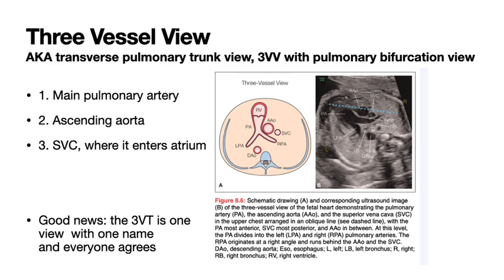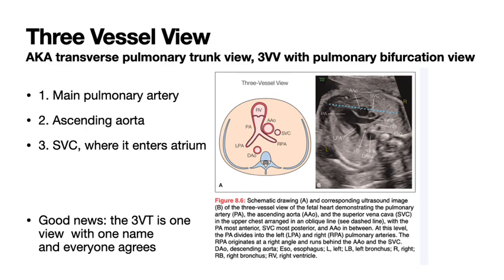And we go up a little bit more, and we've now got the main pulmonary artery, and it splits into two, a right and a left branch pulmonary artery. And that is called the 3-vessel view. It's also known as the transverse pulmonary trunk view, also known as the 3-vessel view with pulmonary bifurcation.